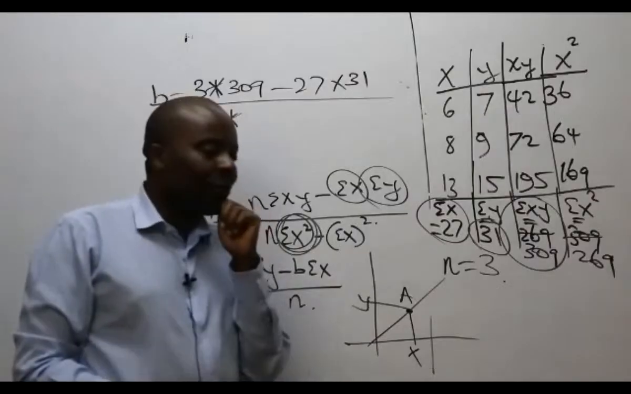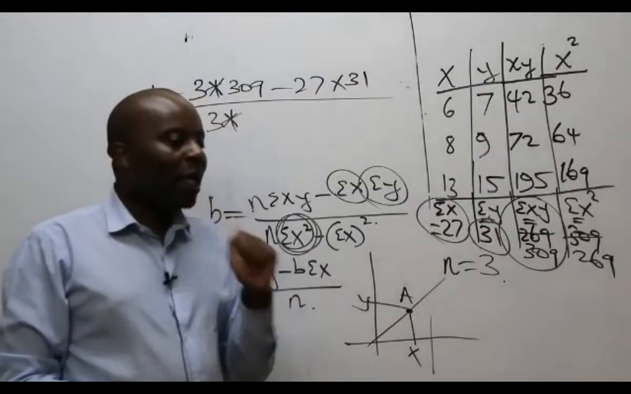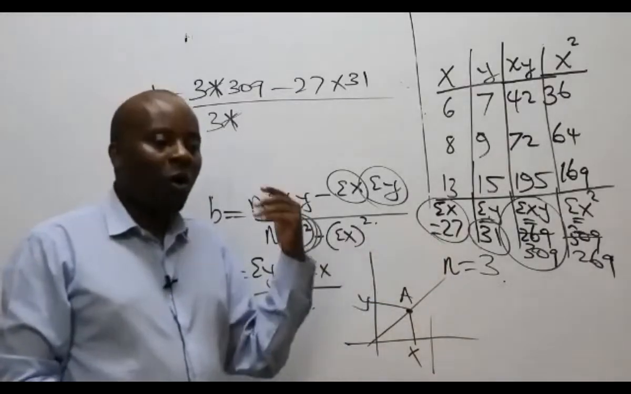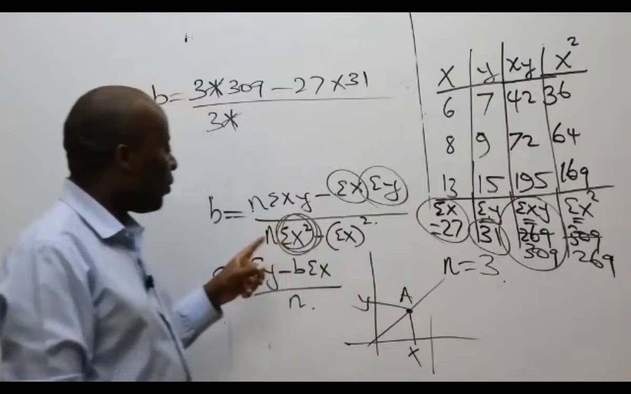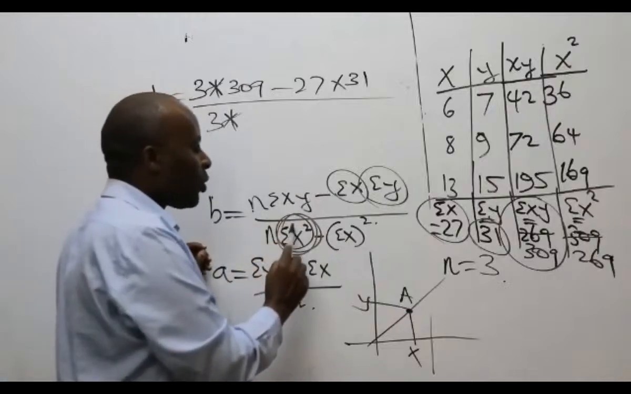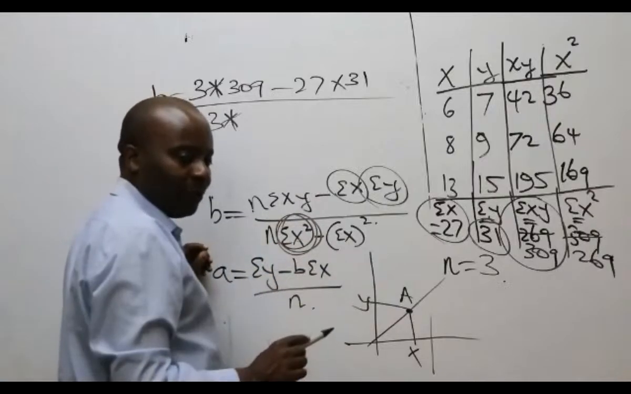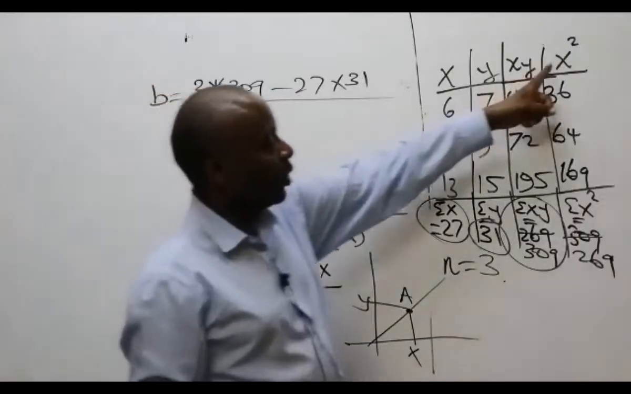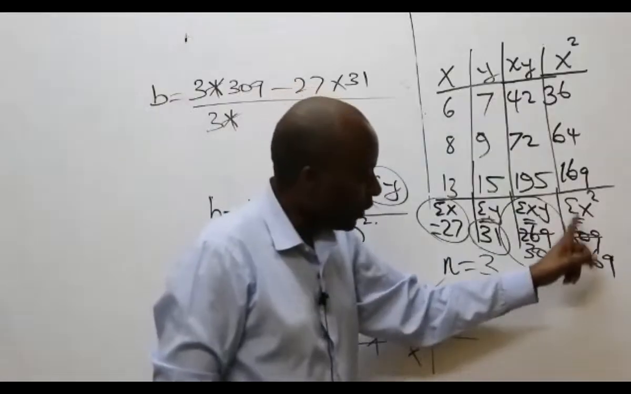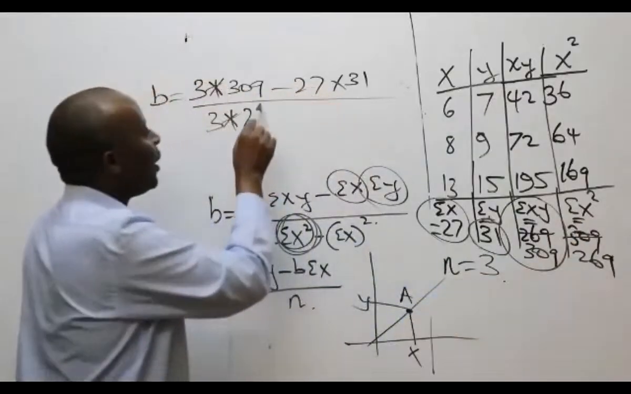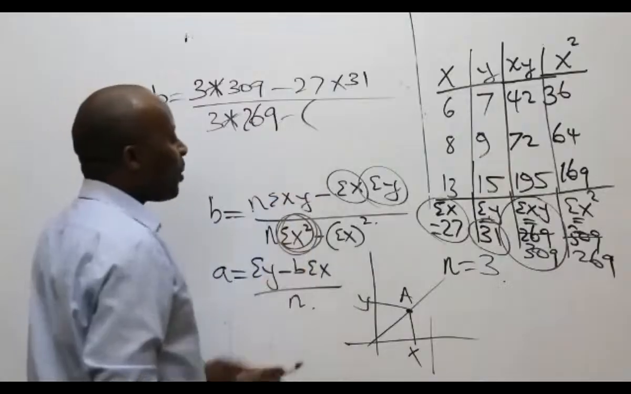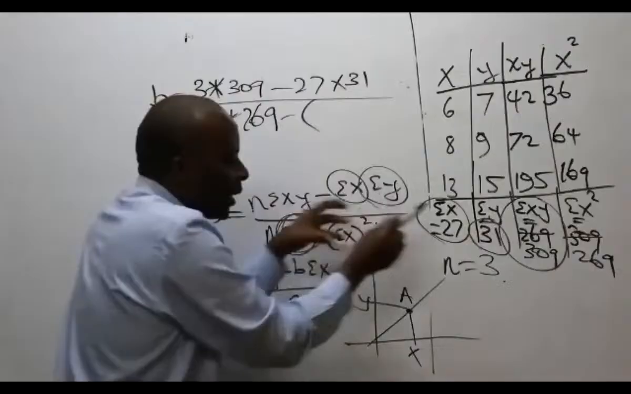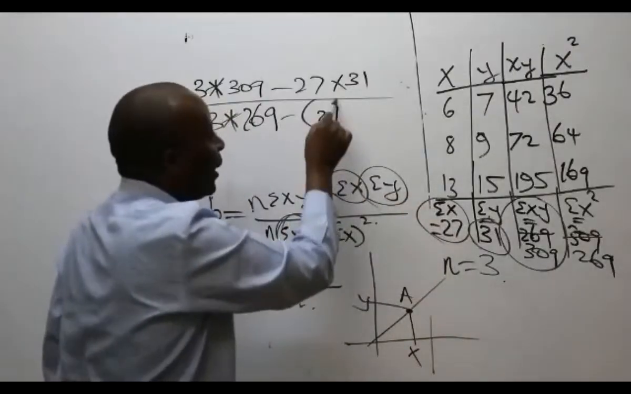Another one told me, teacher, summation x squared is equal to 27 squared. That is wrong. This summation x squared, if you look at it very well, first of all, they want you to square x alone. Summation of x squared is here. So it is 269 minus, in brackets, the summation of x, which is 27. And then outside the bracket, we do what here?